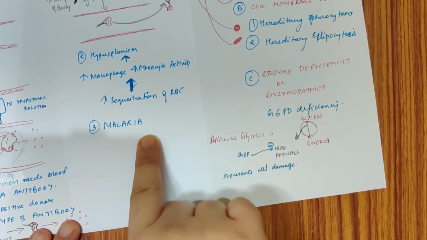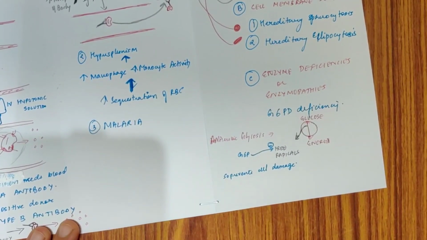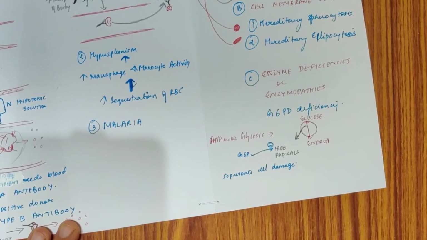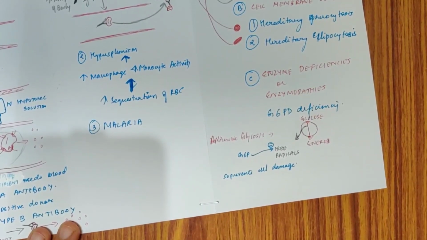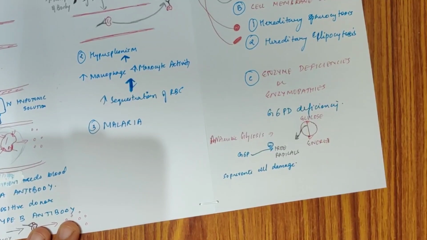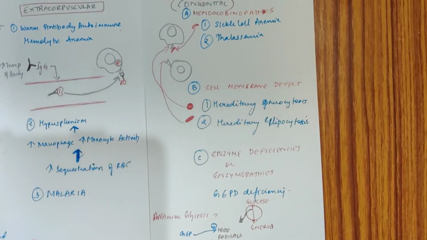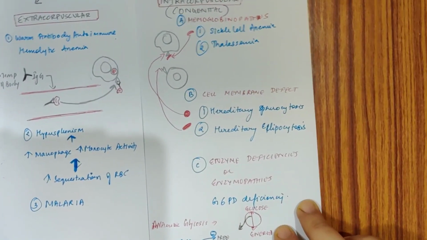Third one is malaria, due to any infection. So this is a very important point. Malaria can lead to hemolysis. What happens is your malarial parasite will enter and try to destroy the RBCs. Okay. Now coming to intracorpuscular.